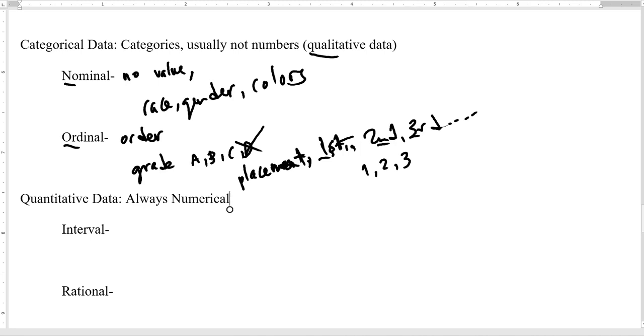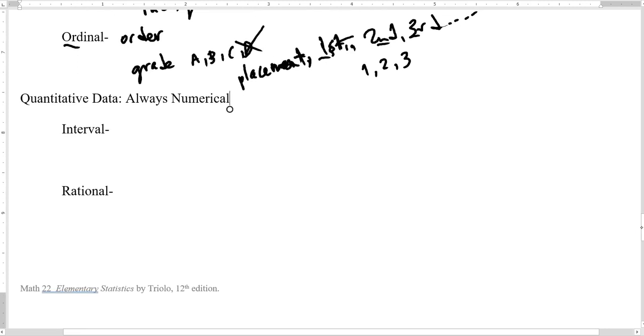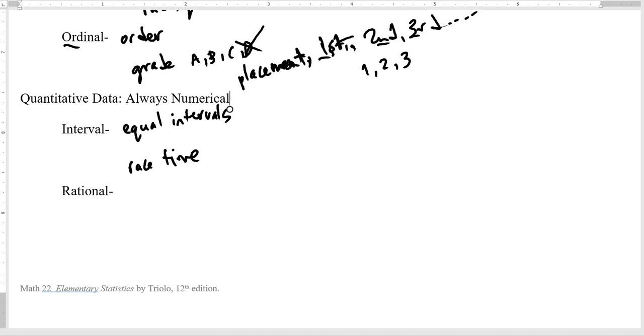Where we get quantitative data is where the data is basically always numerical. Always numerical. Interval basically adds equal intervals. So what did we just say earlier? Placement, right? Placement was ordinal. Now, what if I actually put the race time? Then I could actually see first, second place, but I could actually measure the distance between the race time. If there were 3 seconds difference, 3 seconds would have meaning.